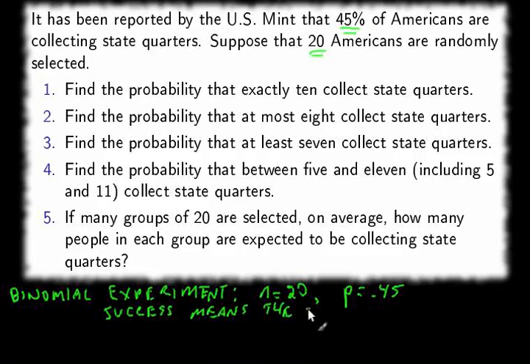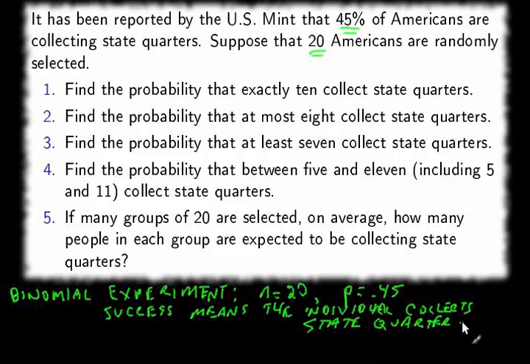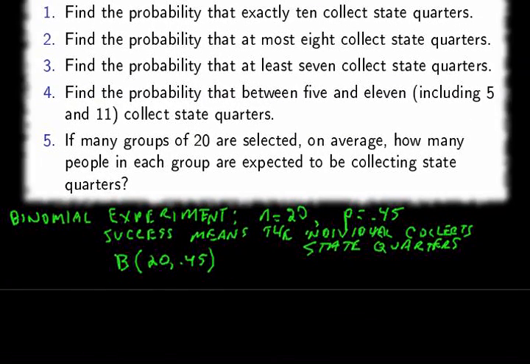the individual chosen does collect state quarters. So what we have is that this experiment is binomial, 20 trials, and a 0.45 probability of success. So to answer question 1, we want the probability that exactly 10 collect state quarters. We can do this with a formula. There are formulas for this, but we're going to instead ask GeoGebra to do the calculation.